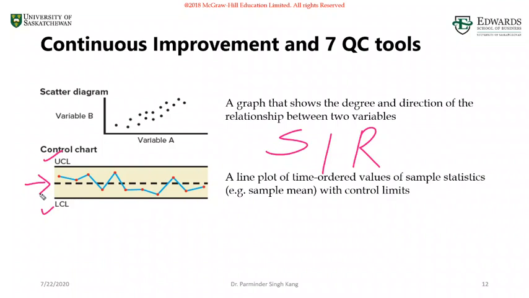If your observations are within the upper and lower control limits, right, we call this random cause variation. Random cause variation is due to the randomness of the process, right? Usually this type of variation can be reduced by improving your process, by doing process re-engineering, and so on.